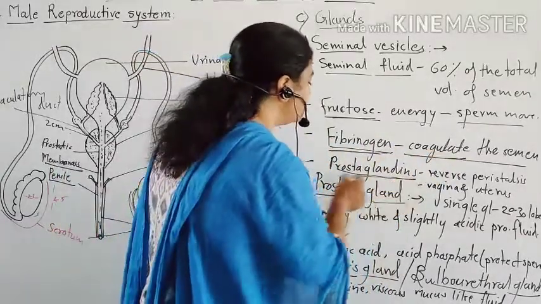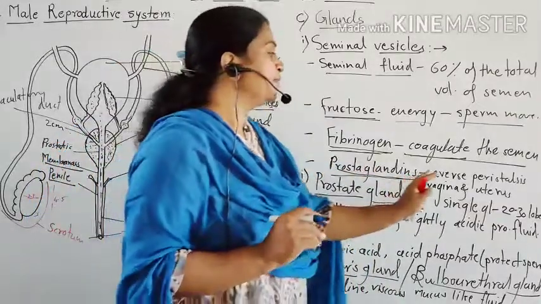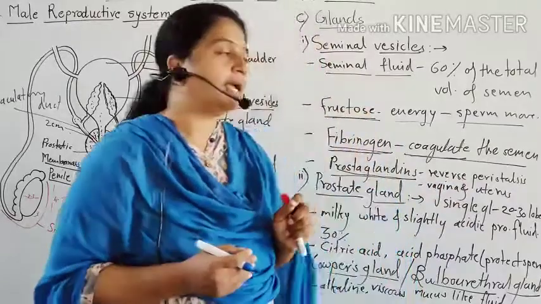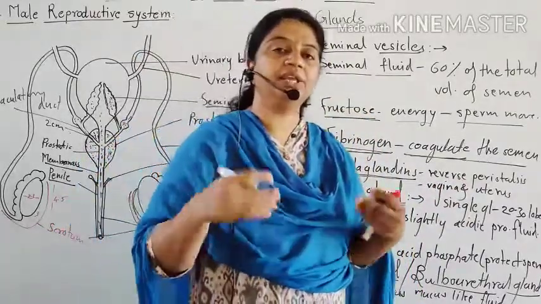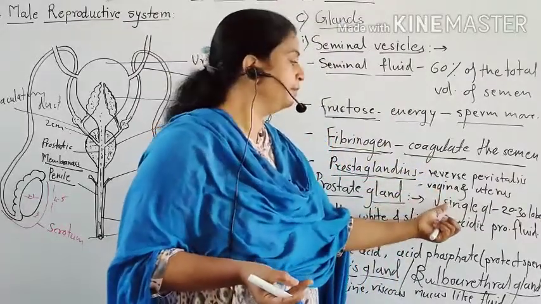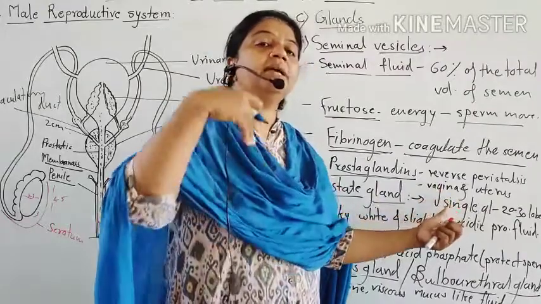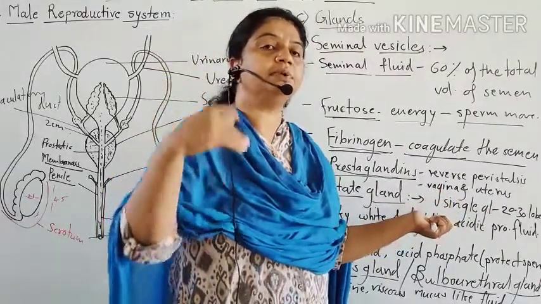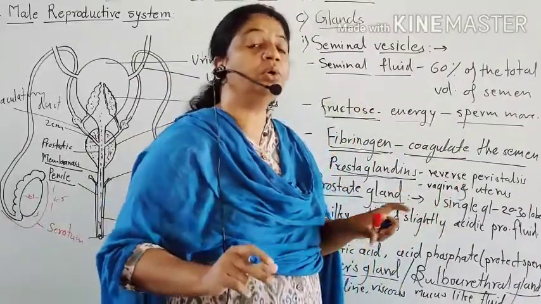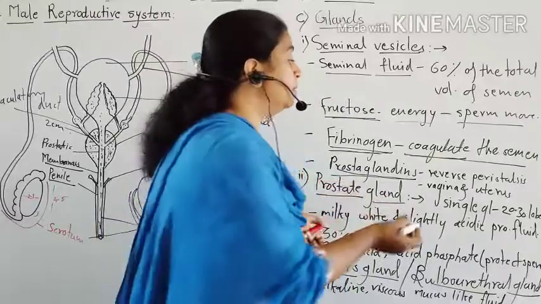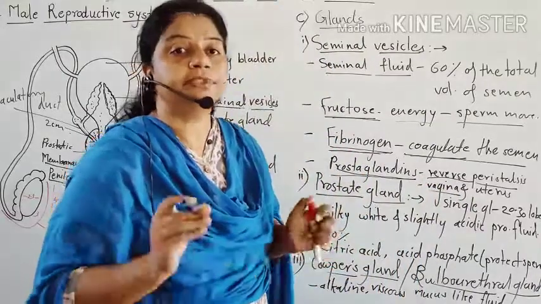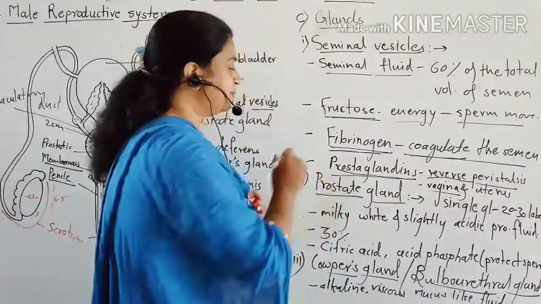What is the function of prostaglandin? Prostaglandin activates reverse peristalsis of the vagina and uterus. Vagina and uterus are the female reproductive parts in which this semen is ejaculated. From the vagina, sperm enter the uterus, and from the uterus they enter the fallopian tube. So this is the pathway of sperm; the reverse peristaltic movement which helps the sperm movement is due to prostaglandin.